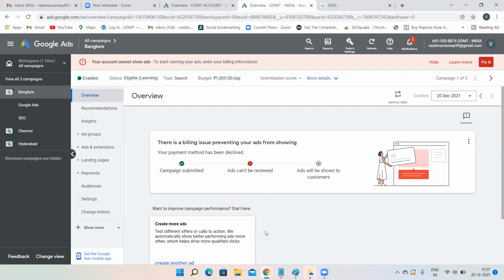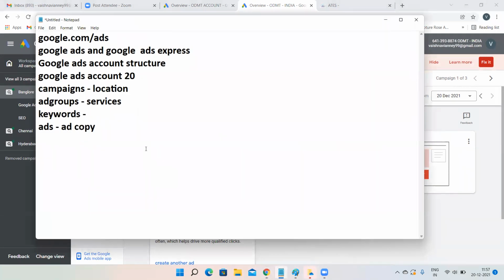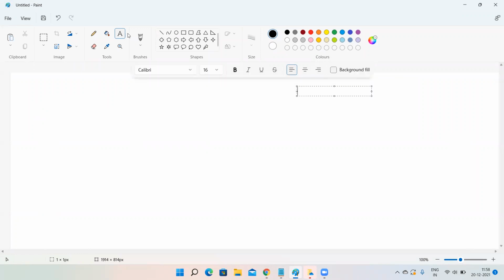That's it. Now coming to the next topic, which is our today's topic. Keyword match types. This is an important topic, very, very important topic. Keyword match types. Let's go to Paint. I'll write some keywords over here. Just give me some minutes.